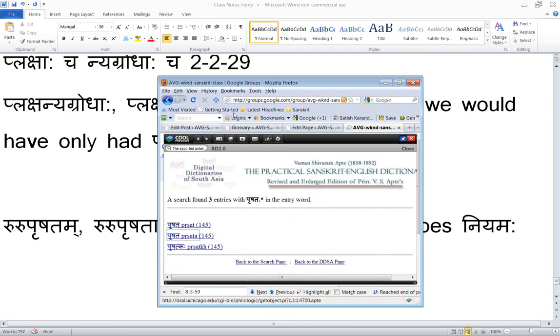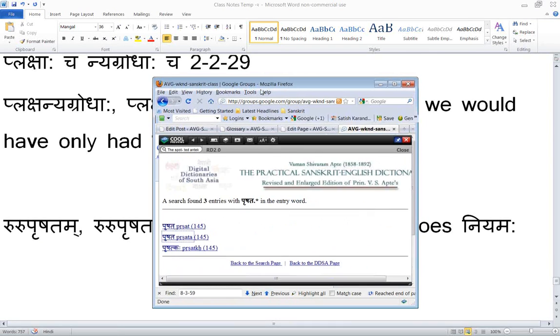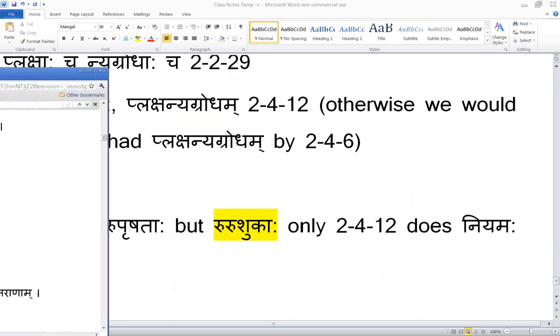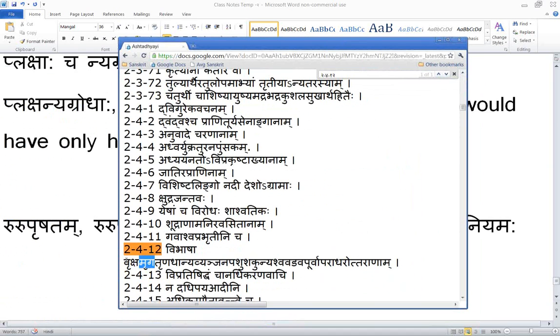Okay, so now let's continue. Coming back to 2412, this is the most complicated rule. So now we explain why Vriksha is there.